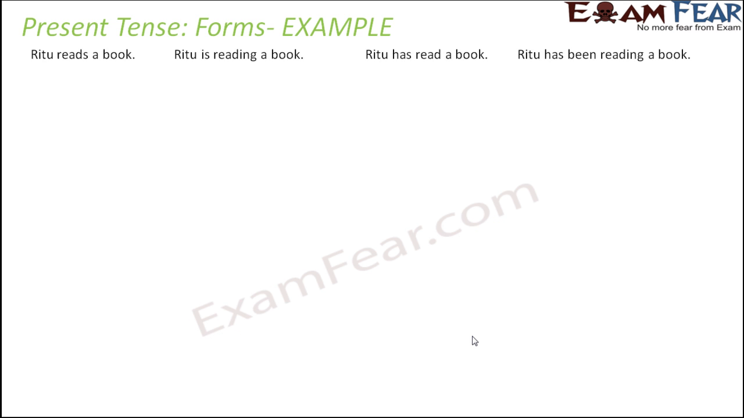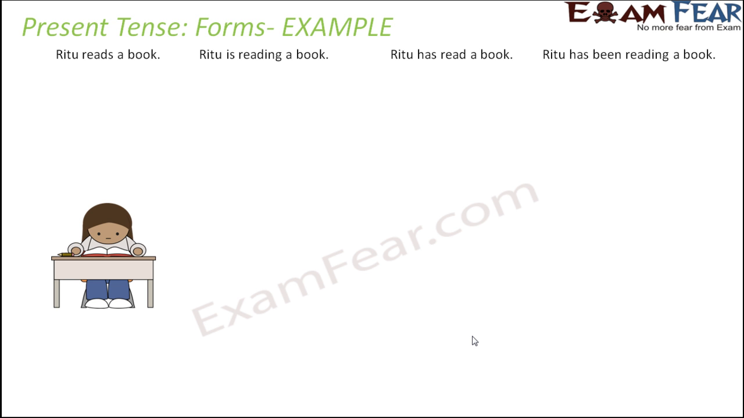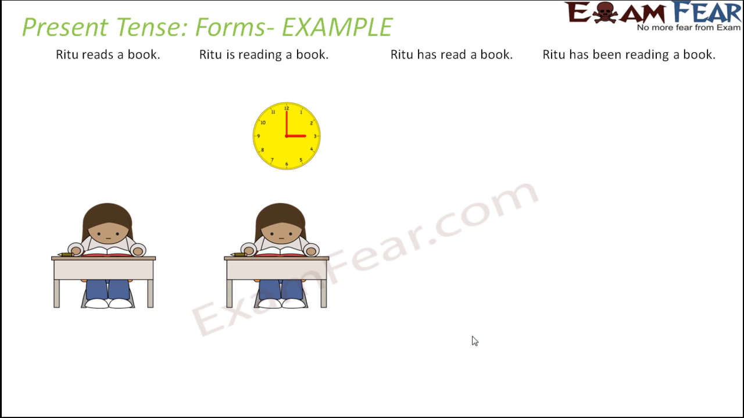So to understand it better, let us visualize the example. Like Ritu reads the book. As you see here, this is Ritu and she reads the book. Now, she might read it every day, she might read it anytime she wants, but we do not have enough information about the state of action. Ritu is reading a book. So, currently, right now, she is reading the book.